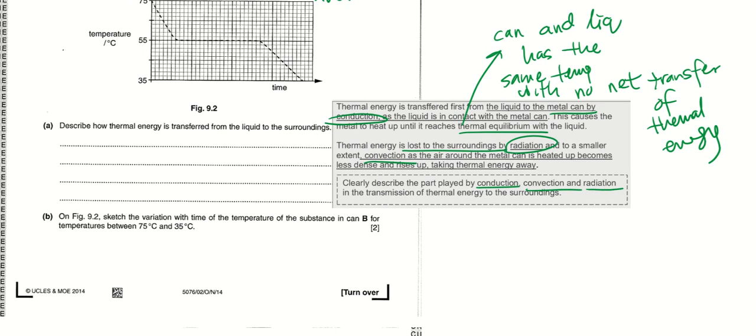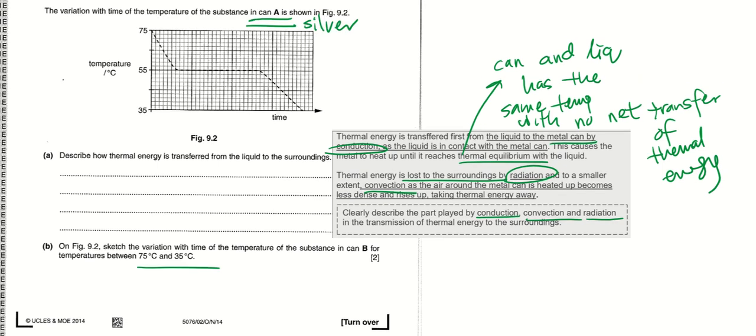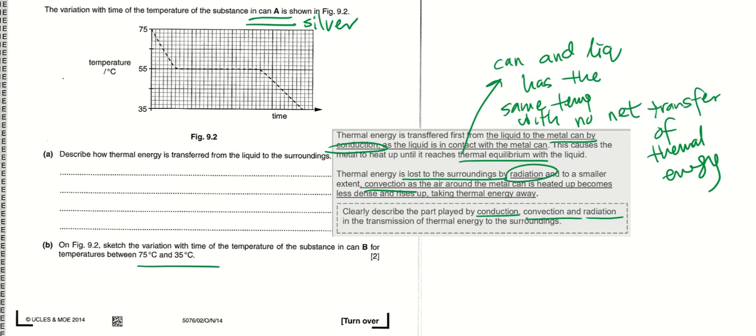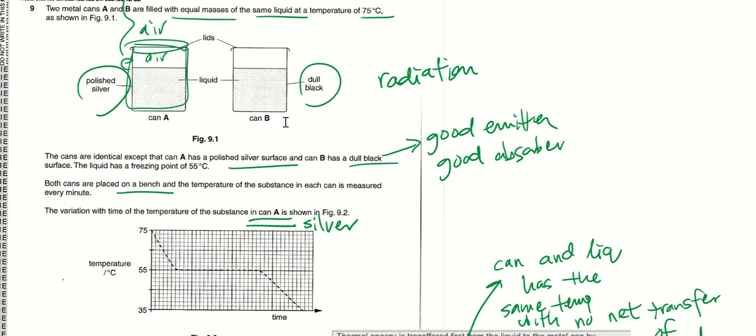Okay, now on figure 9.2, sketch the variation with time of the temperature of the substance in can B for temperatures between 75 and 35 degrees. Okay, so now they want us to sketch for can B. Now can B is dull black. So the temperature is going to drop more rapidly, okay, more rapidly.